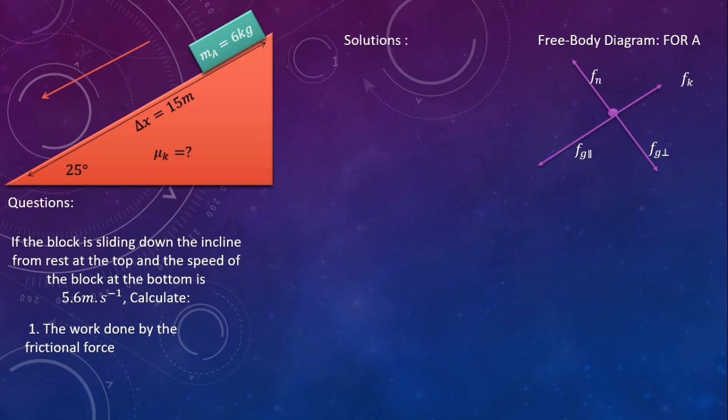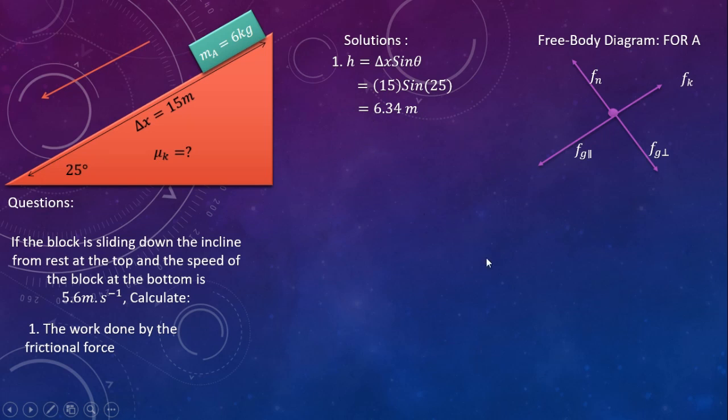The way that we are going to calculate the height is by using this formula: h is equal to delta x sine theta, where delta x is just this distance here, the distance of the incline, and theta is this angle here. We substitute in those values, where our delta x is 15 meters and our angle is 25 degrees. Clicking onto our calculator, we get that the height here is going to be 6.34 meters.